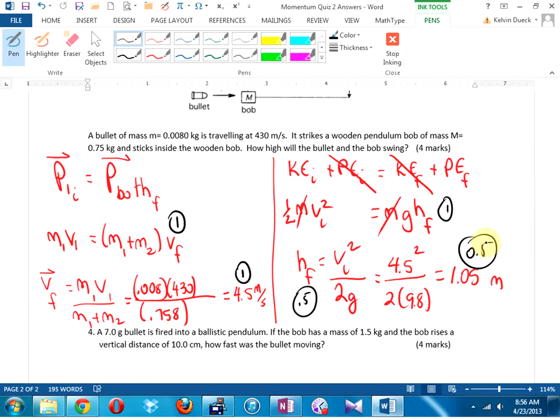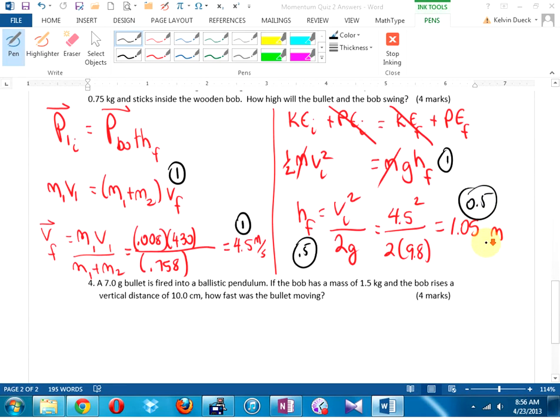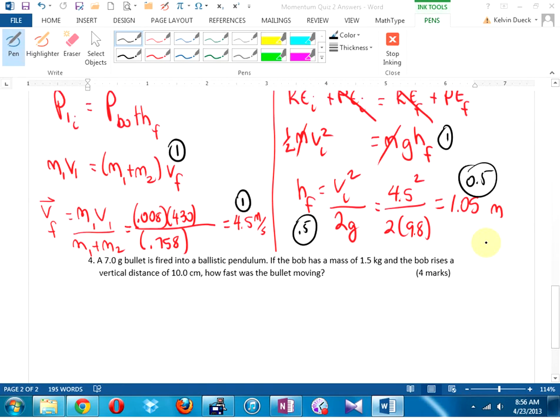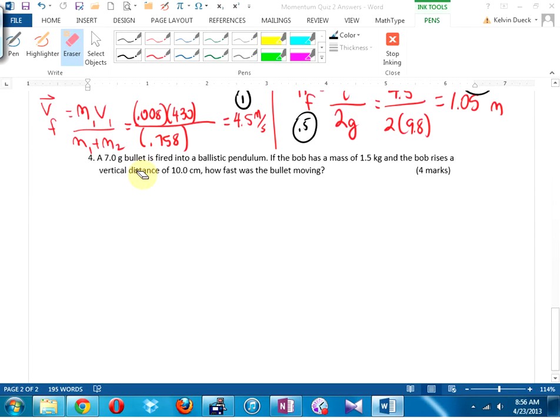And now, let's reverse this whole procedure, shall we? Now, instead of me telling you the initial speed and say, find the final height, now, Tara, I'm going to tell you this. Find that. Once you know that, find that. There's our procedure. So we're going to start out with energy and work our way backwards to momentum.